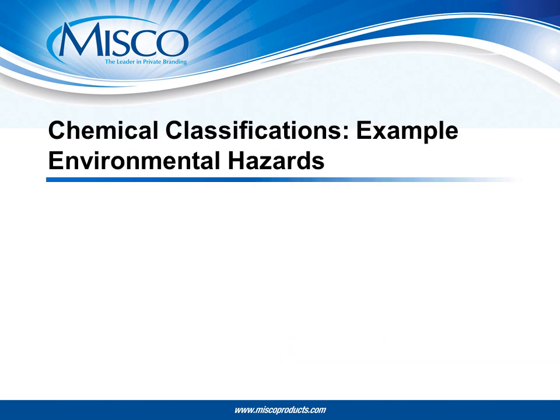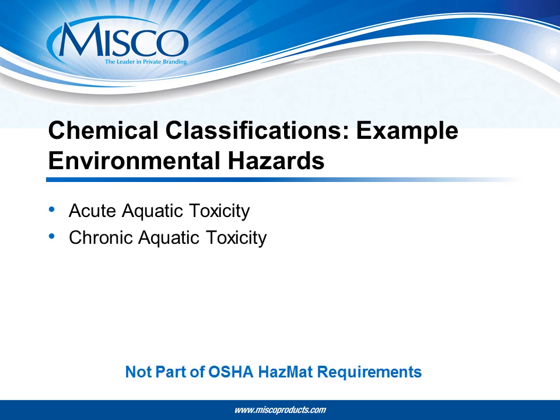One more example of a chemical classification is under environmental hazards. Please note that this is not an OSHA requirement, but is regulated by the EPA. The criteria include acute aquatic toxicity and chronic aquatic toxicity.